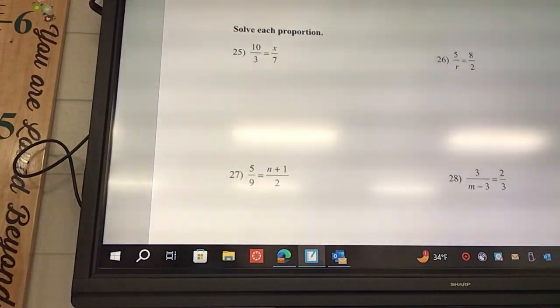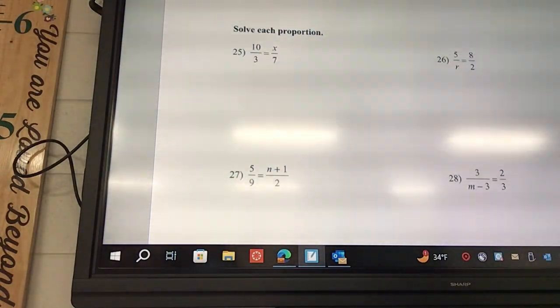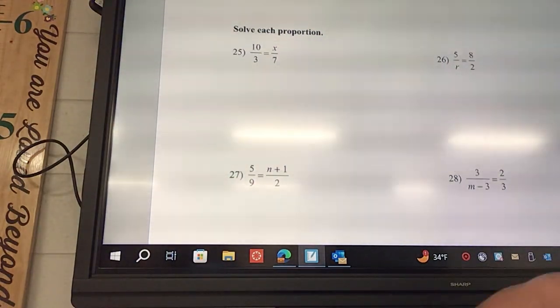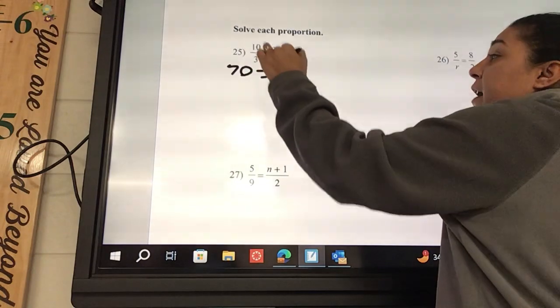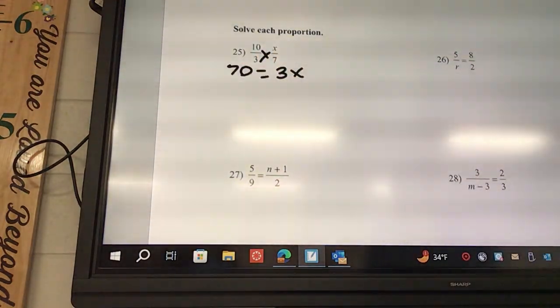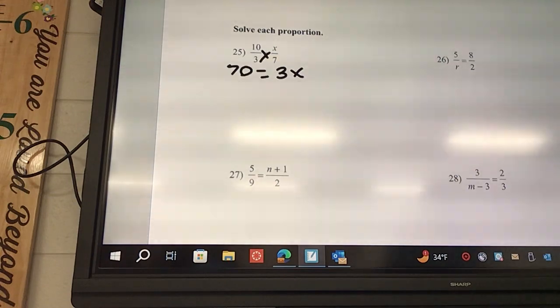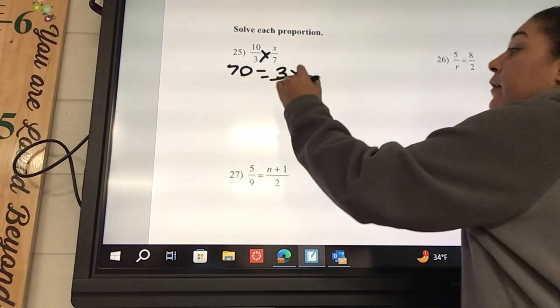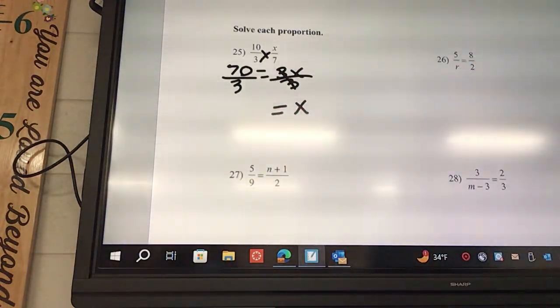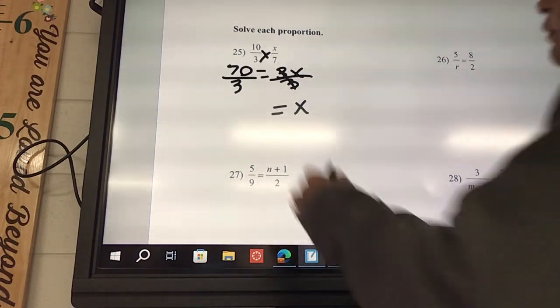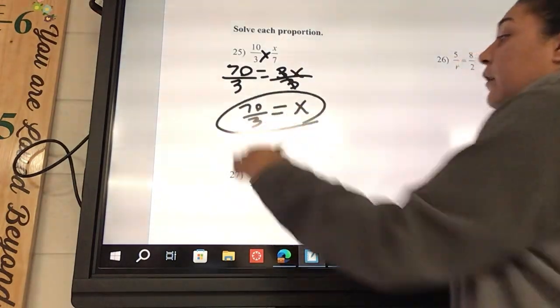Okay, 25, it says solving proportions. This is where we're just going to cross multiply and divide. It's kind of like that little butterfly method that you've seen. So 10 times 7 is going to be 70. 3 times x is 3x. And then we're going to divide by 3. Somebody's going to have to do this. What is 70 divided by 3? Can't. It's going to be decimal, so we just keep it. It'll be like 23.3 repeating.